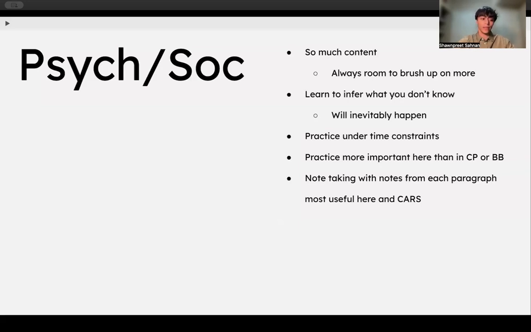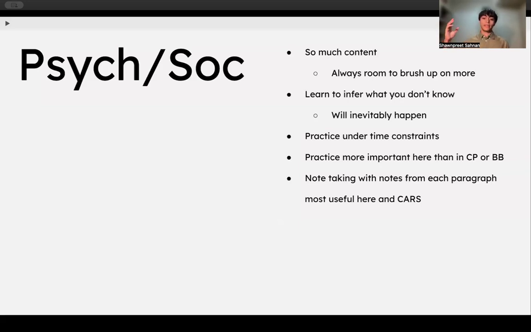I feel like because of that intuition aspect, just like CARS, practice is a big part of how you improve. But practice is the name of the game on all of them. So please don't take that as an excuse to not study Chem Phys or BB or not do a Chem Phys or BB passage. Never do that. This is not a free reign to do that at all. Don't take it as that. It's just that this section, I think, is more dependent on practice than those. But practice is the name of the game in this whole process.